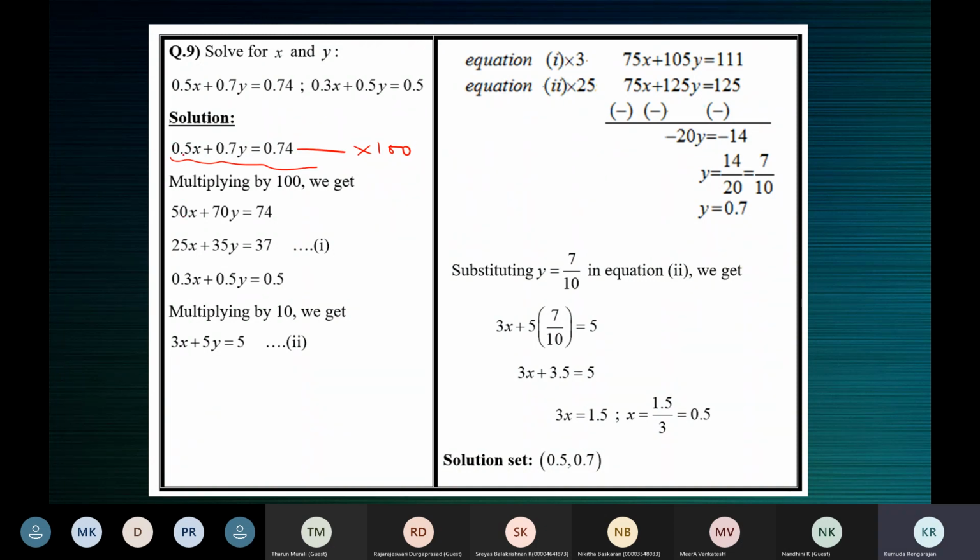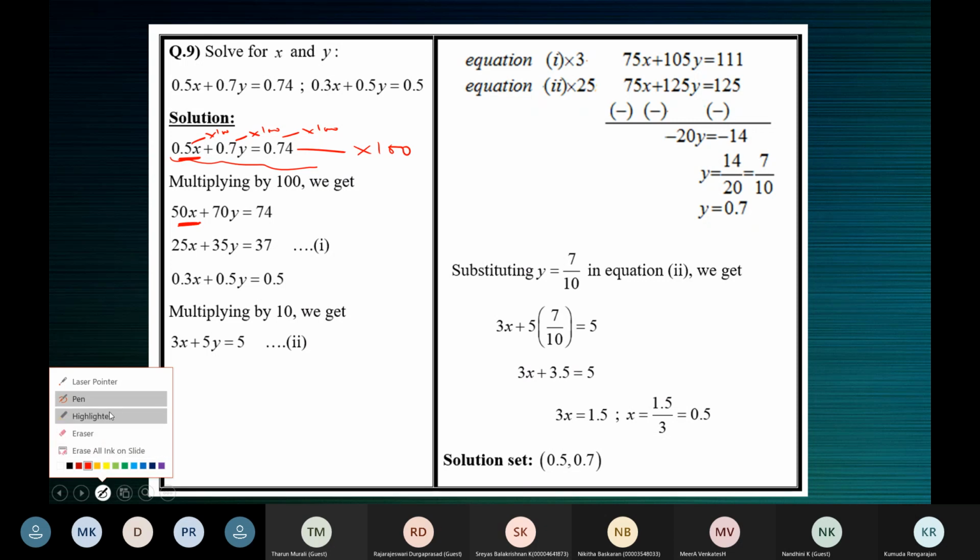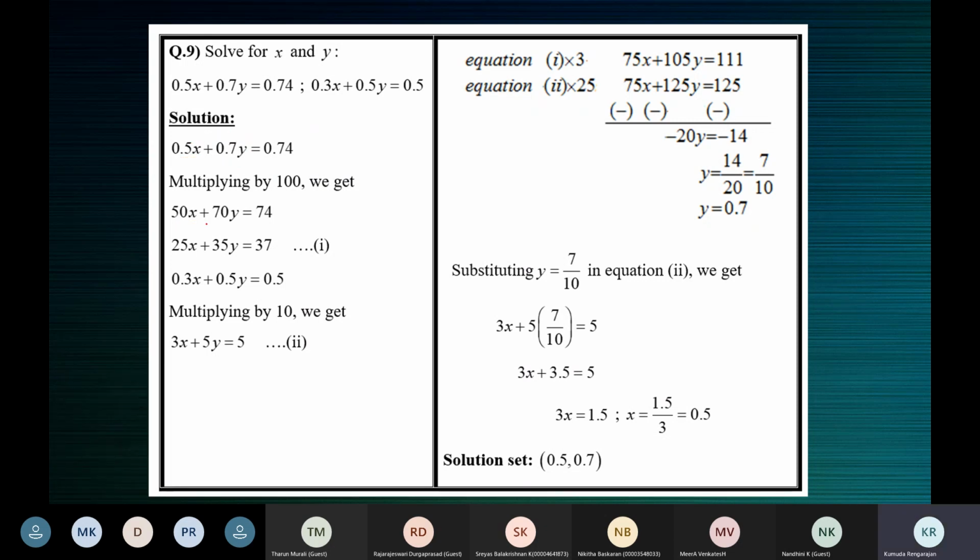So that will give us 0.5x into 100, which is 50x. Multiply every term by 100. Every term is multiplied by 100. So when you do that, you get 50x plus 70y is equal to 74. Isn't it, children? Do we understand that? Yes, ma'am.